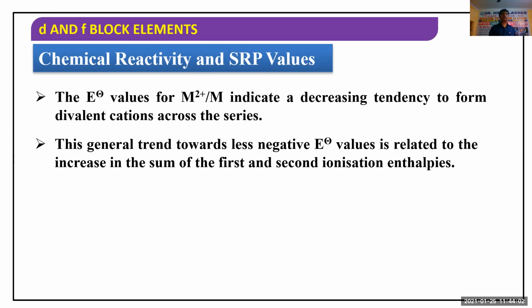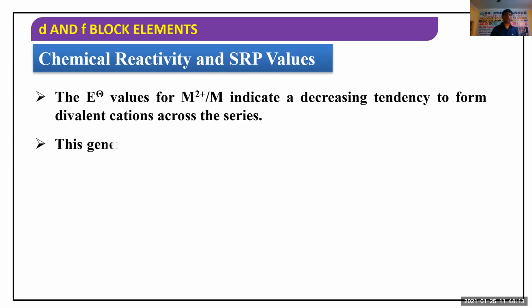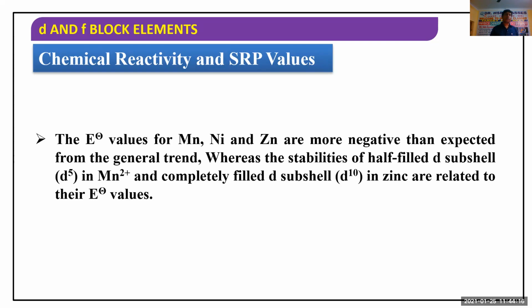This general trend towards less negative E0 values is related to the increase in the sum of the first and second ionization enthalpies. E0 values for Mn, that's manganese, nickel, and zinc are more negative than expected from the general trends, whereas the stabilities of half-filled d subshell in Mn2+ and completely filled d subshell in zinc are related to their E0 values. How?